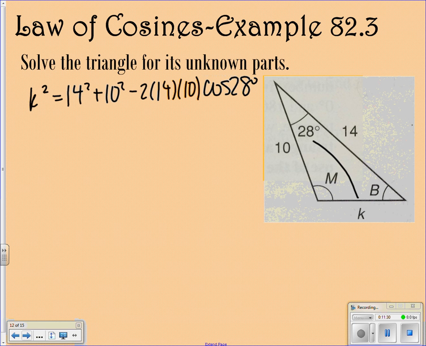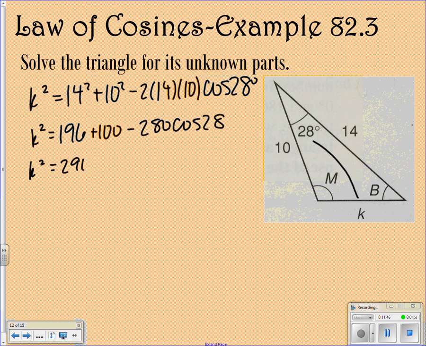So 14 squared is 196 plus 100, and then minus 280 cosine of 28. So we have k squared equals 296 minus 280 cosine of 28. One thing to point out, do not do 296 minus 280 and then the cosine of 28. It is 280 times the cosine of 28, and then you'll subtract it from the 296. I have had people do that before. Do not combine these two numbers and then multiply it by the cosine of 28.